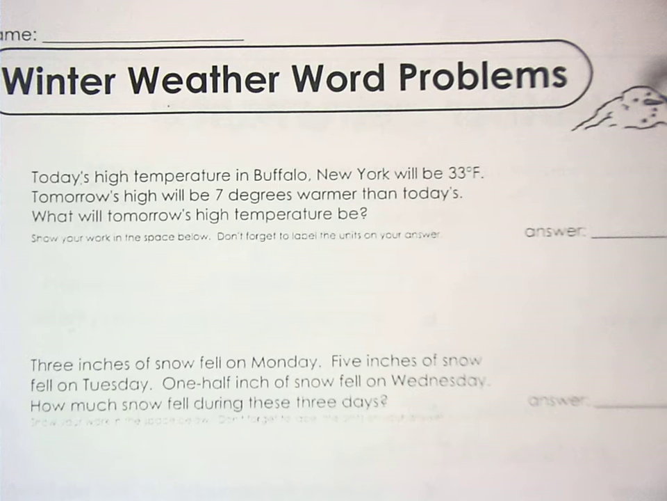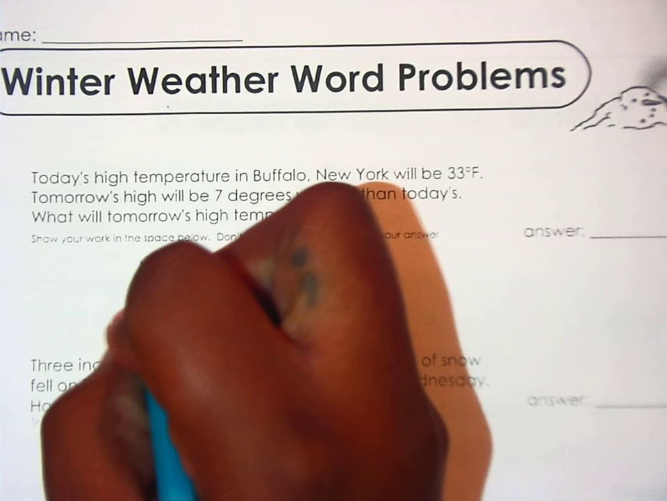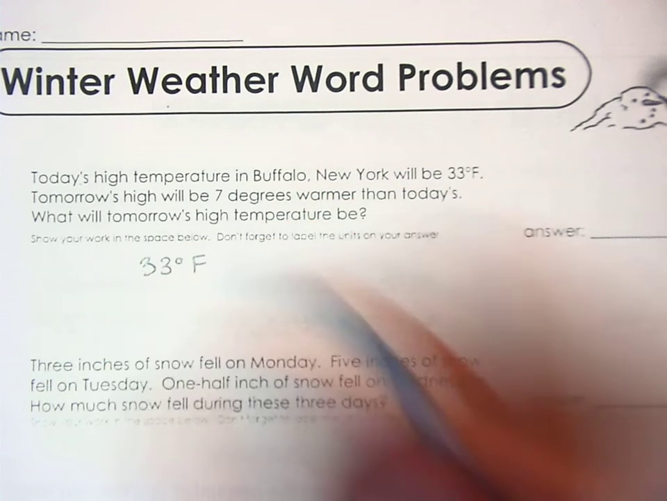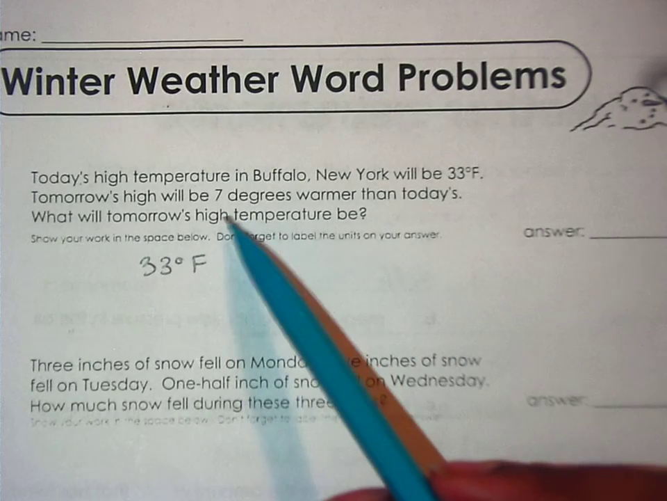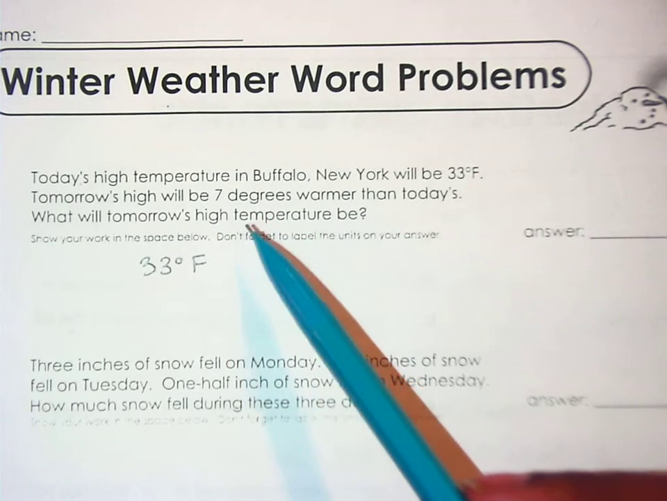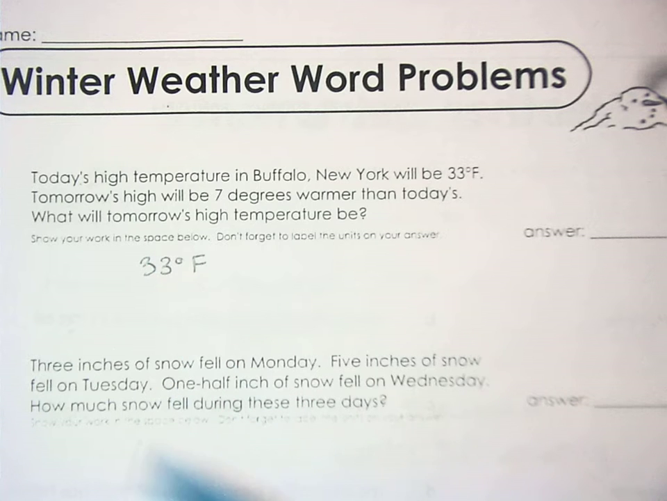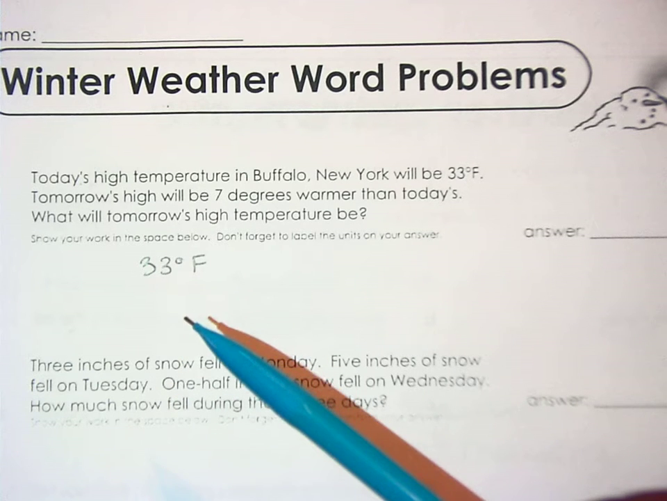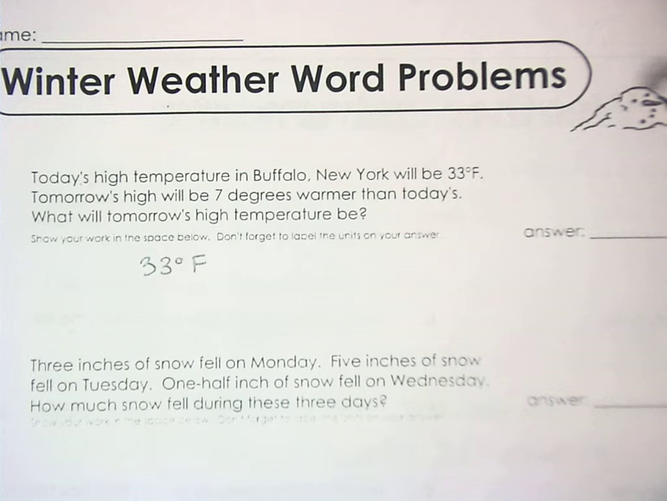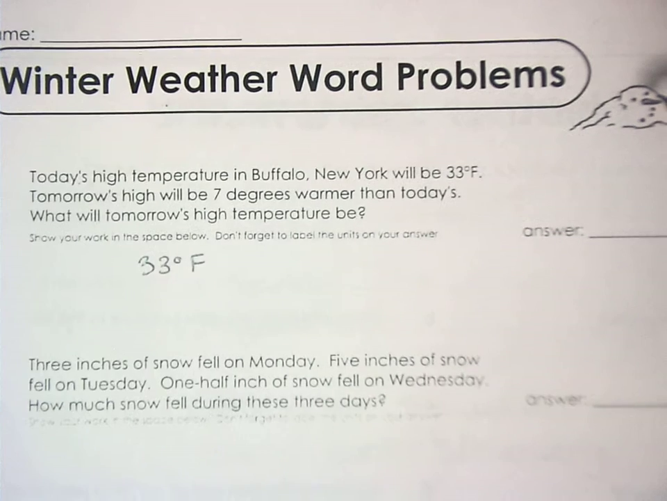It says, today's high temperature in Buffalo, New York will be 33 degrees Fahrenheit. Tomorrow's high temperature will be 7 degrees warmer than today's. What will tomorrow's high temperature be? Based on what we know, right now the temperature is 33 degrees Fahrenheit, and it says that the temperature is going to be 7 degrees warmer than today. Now, if something's going to be warmer, am I going to increase or add to my temperature, or am I going to decrease and take away from my temperature? The answer to that is warmer equals adding temperature, and cooler equals taking away temperature.